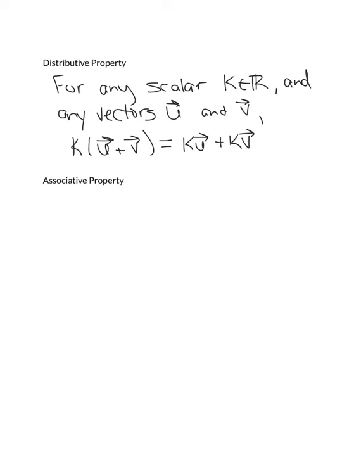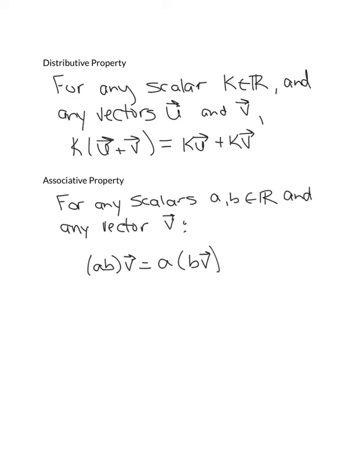The next property that we're going to be discussing is the associative property. So this property is involving multiplication again. For any scalars a and b that are both an element of the reals, and any vector v, the scalar ab times vector v is equal to a times the scalar b times vector v. So basically, it doesn't matter the order that you multiply these, you will get the same result.